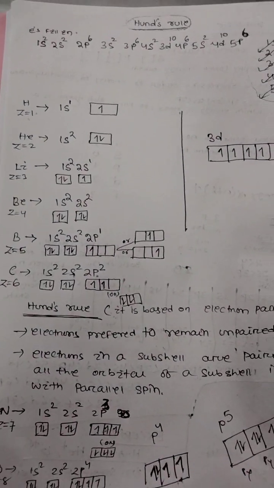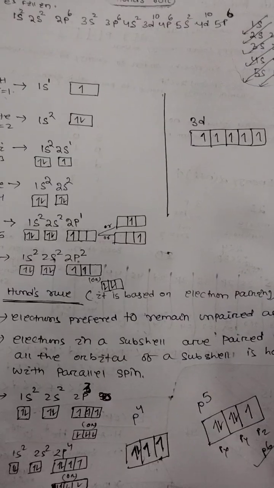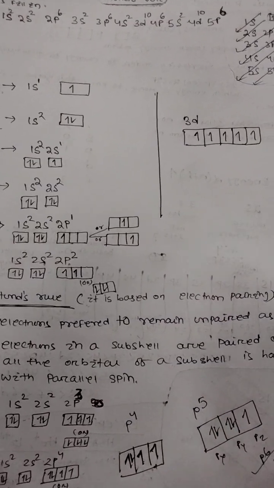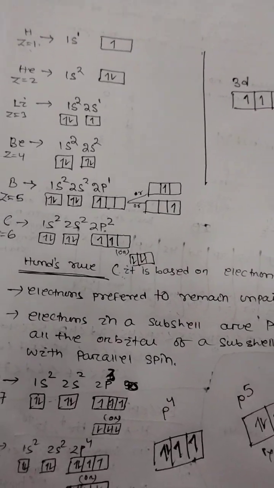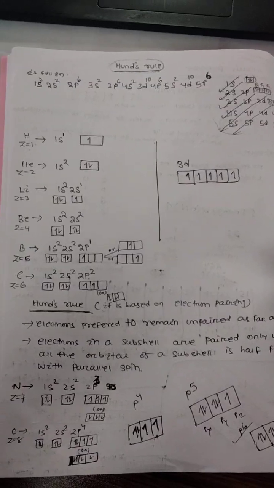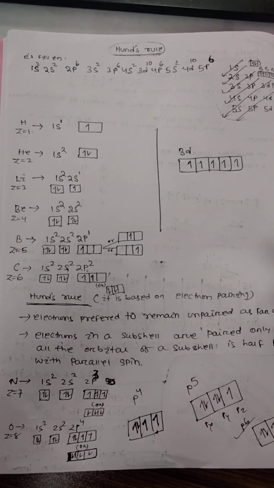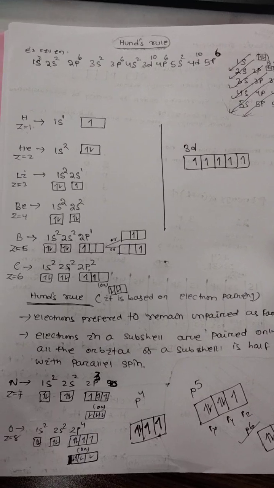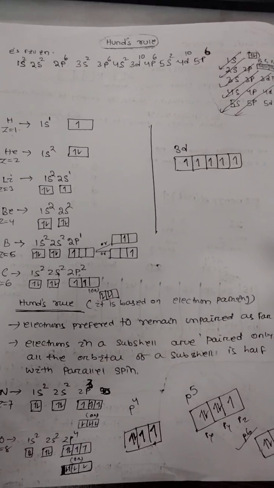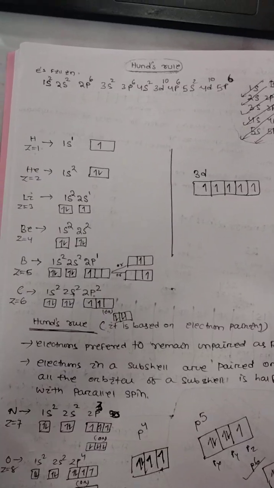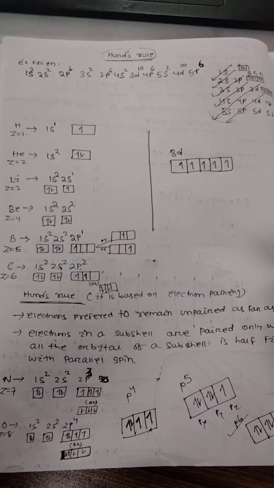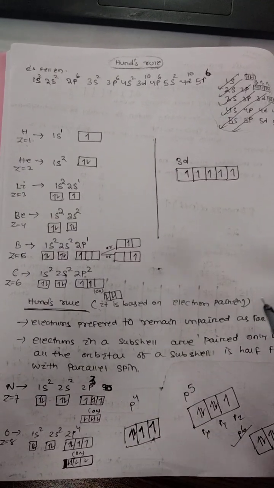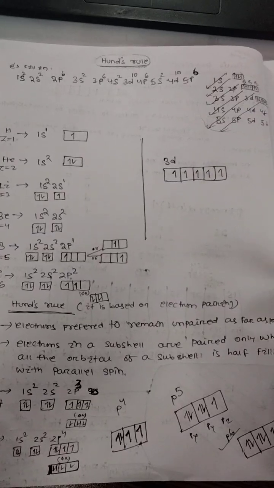In this way, Hund's rule gives an idea of how electrons fill their orbitals in the s, p, d, f states. So today was the complete discussion about Hund's rule. Next class we will discuss some questions about Hund's rule. Okay, thank you.